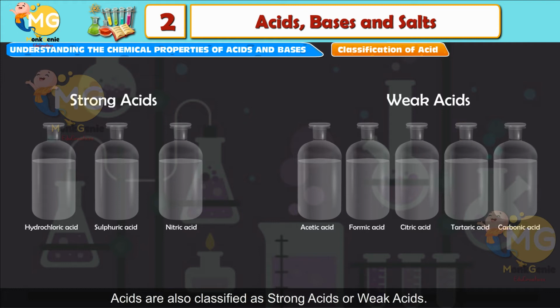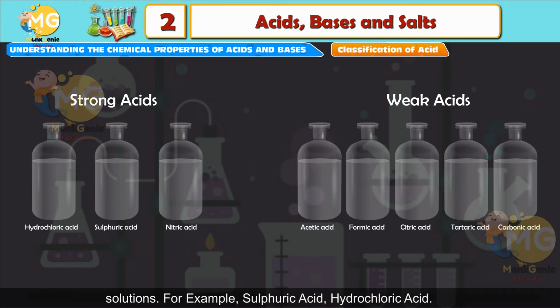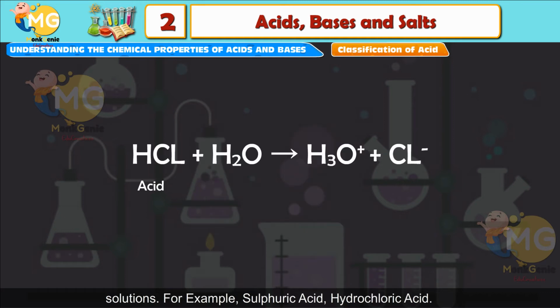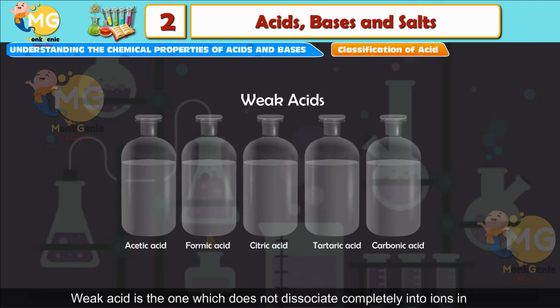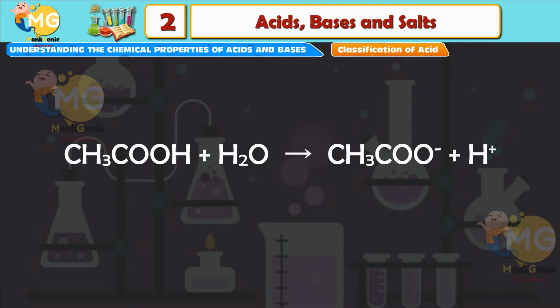Acids are also classified as strong acids or weak acids. A strong acid is an acid that completely dissociates into ions in aqueous solutions, for example, sulfuric acid and hydrochloric acid. HCl plus H2O gives H3O plus plus Cl minus. A weak acid is one which does not dissociate completely into ions in aqueous solutions, for example, acetic acid. CH3COOH plus H2O gives CH3COO minus plus H plus.